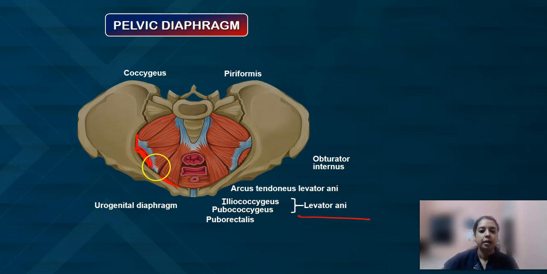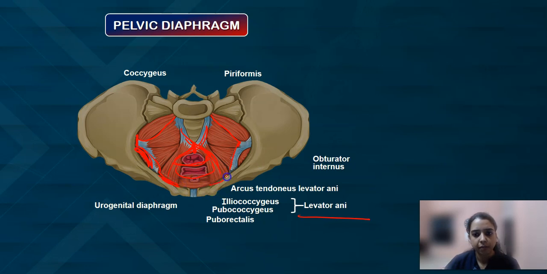Levator ani runs medially and backwards, and it decussates in between. It encircles the vaginal hiatus and the rectal hiatus and provides support to them. So it runs between them, decussates and provides support, and it goes and attaches to the coccyx. The midline raphe is created between the coccyx and the rectum, called the anococcygeal raphe. So this muscle is spread all over the pelvis. From here to here is the levator ani muscle.